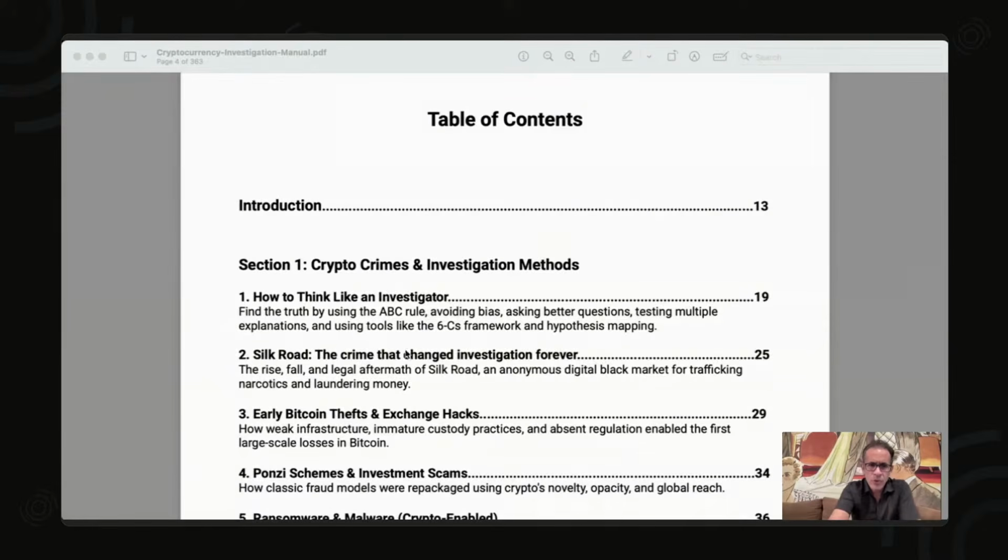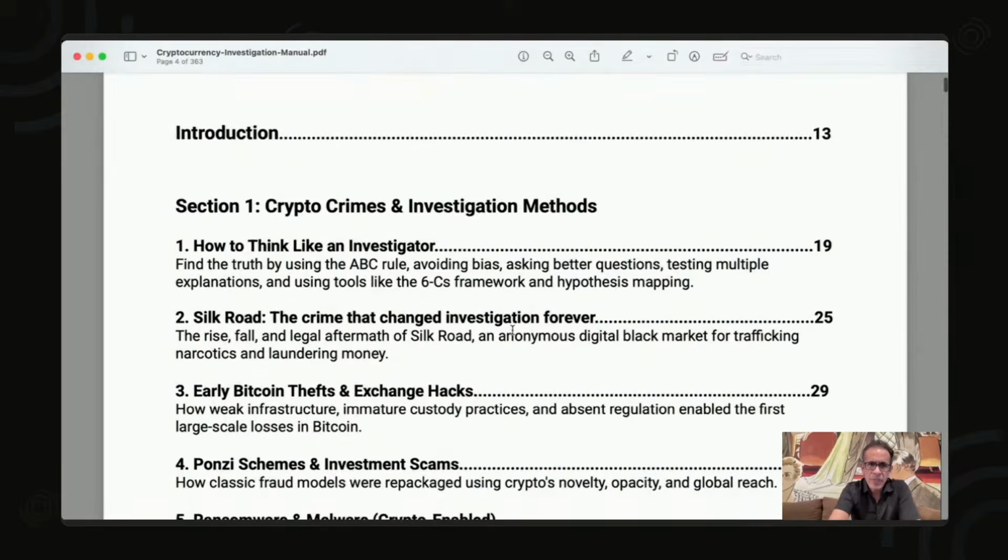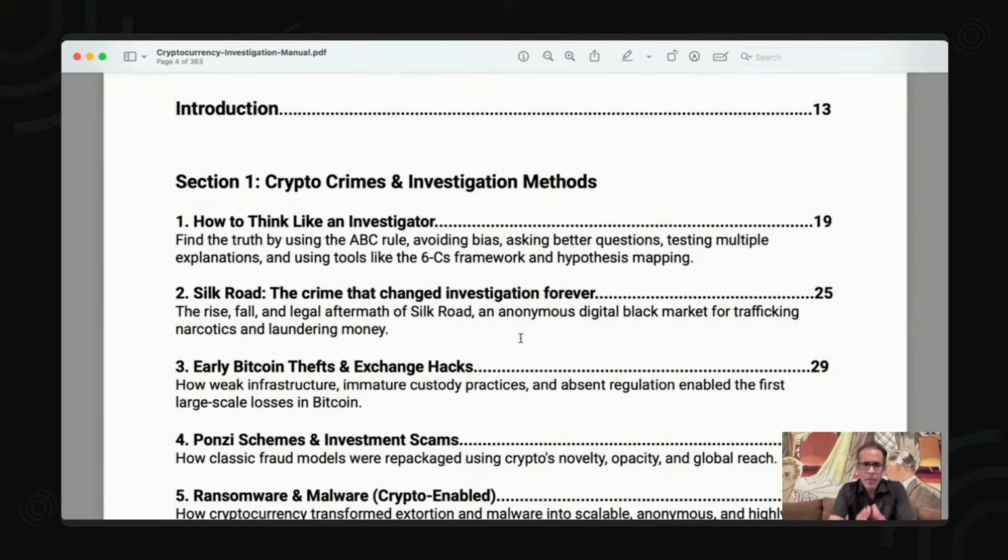Now, let me quickly walk you through what the manual covers. It starts off with the first module, which is crypto crimes and investigation methods. Obviously, one of the most important topics. In that, the first thing I do is talk about how to think like an investigator.